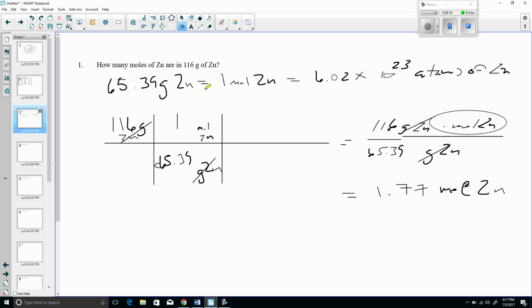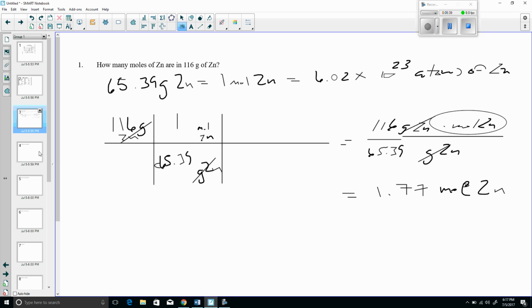So the main idea here is understanding that when you're using your periodic table to find your conversion factor, if you're going from mass to moles, you're going to use the molar mass found on your periodic table. If you're going from moles to mass, you're still going to use your periodic table and look at the molar mass of the element that you're trying to find.